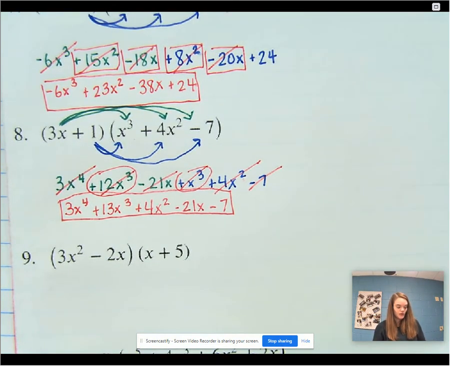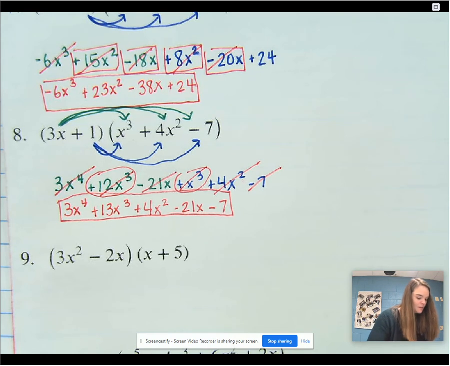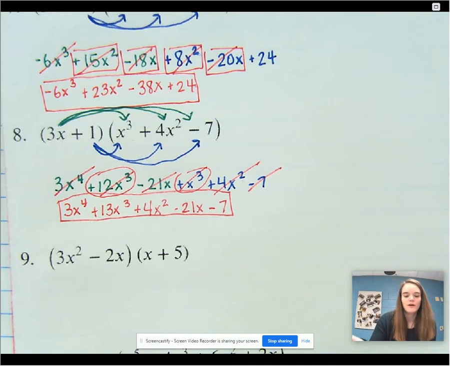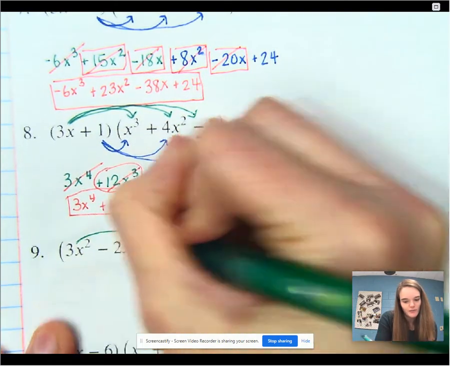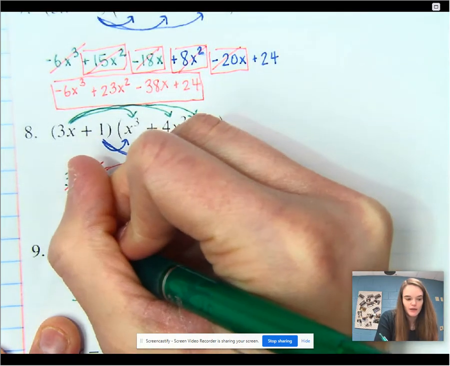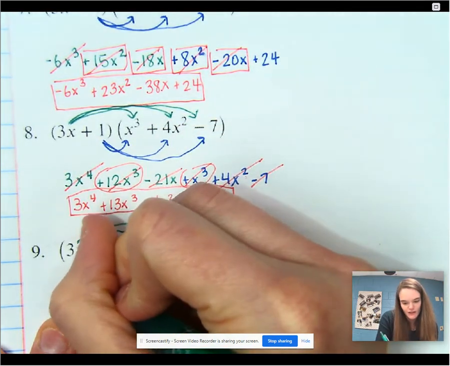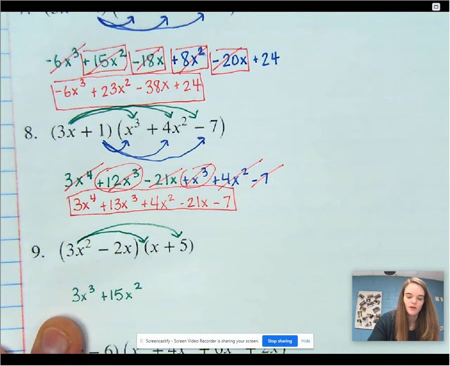All right, pause the video, try number 9, try number 10. Okay, number 9. We don't have as much to distribute this time. This is more like what we did yesterday, but 3x squared times x is 3x to the third power. 3x squared times 5 is 15x squared. I'm not sure we'll have like terms. We might. We'll have x squared there.